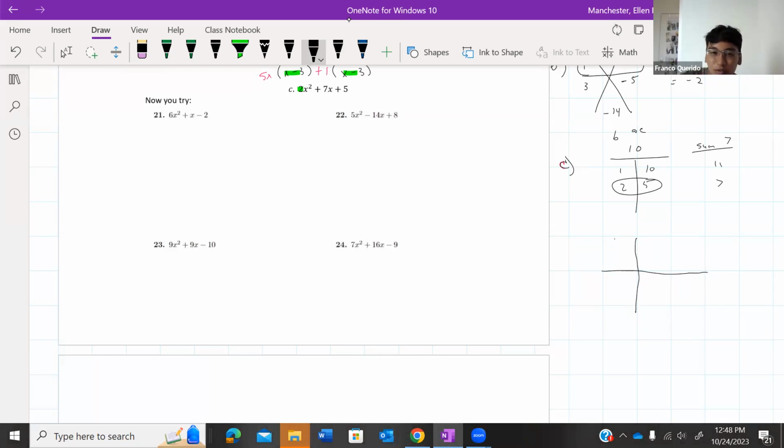It's just like you have 4 things. So then in the top left, you would have the 2x squared. Inside the line, yeah. And then in the bottom right, you would have the 5.